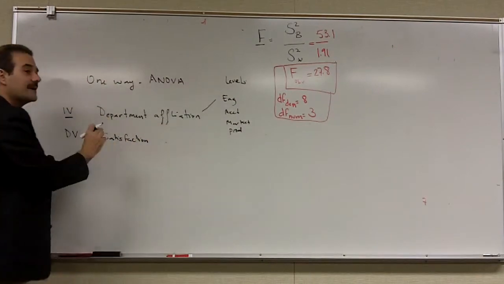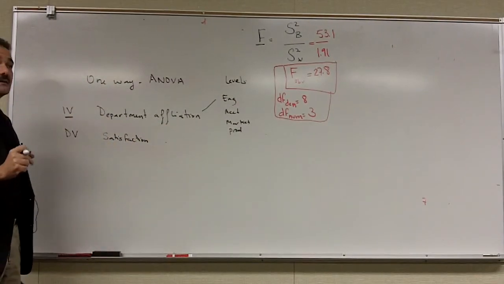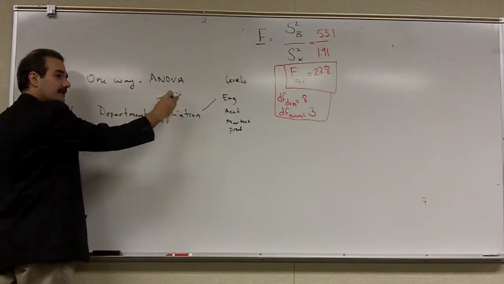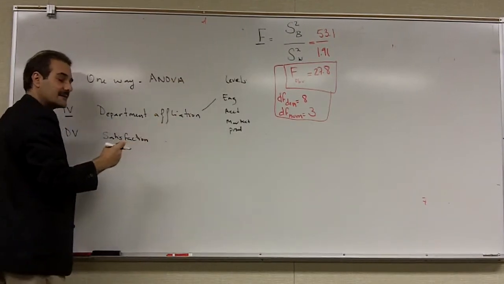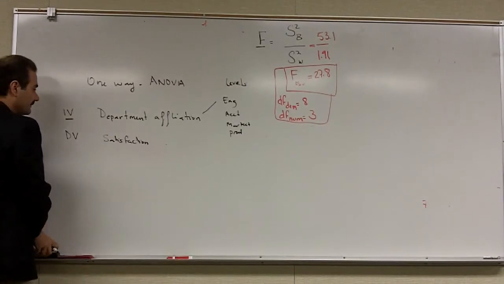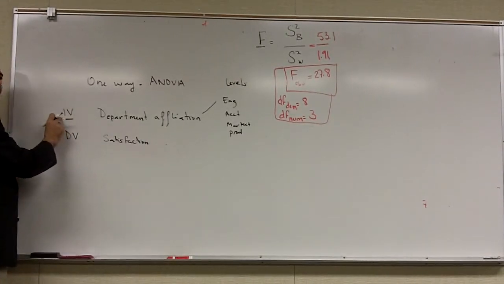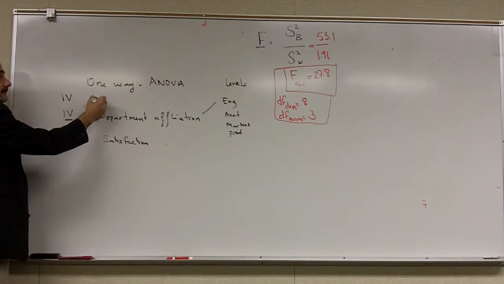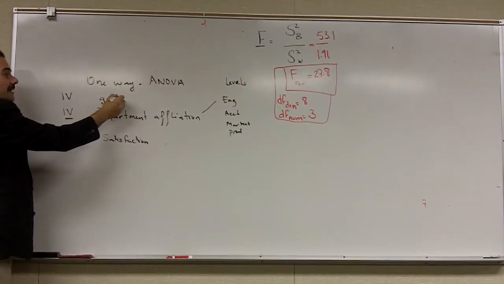So an independent variable could have multiple levels. Now, this is one-way because it looks at one variable and it has several levels. A two-way ANOVA would have 2 variables. So instead of just the IV of department affiliation, we could have another IV. Let's say gender. Gender would be another IV.